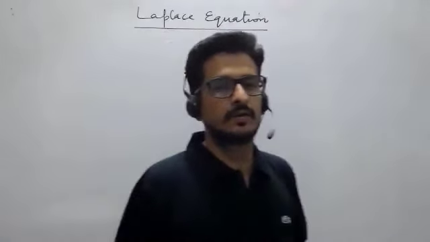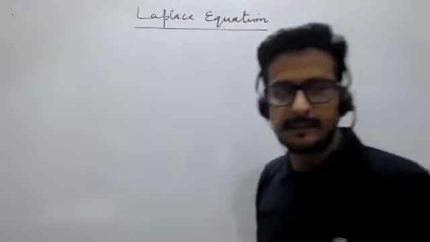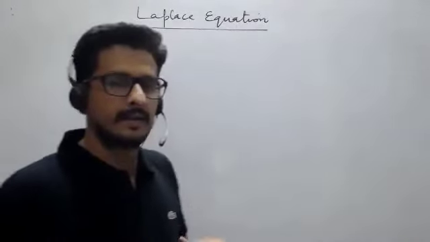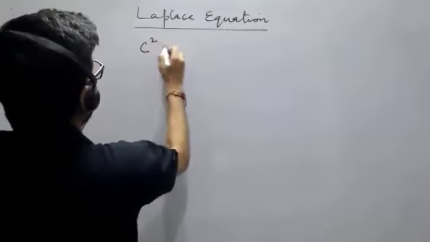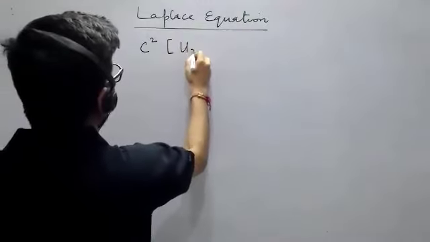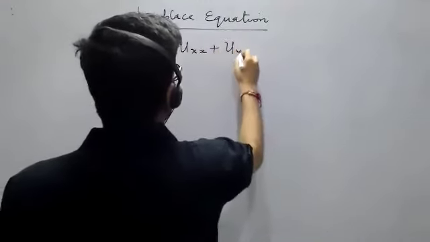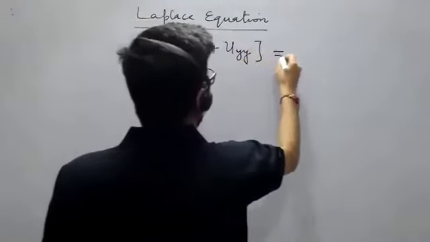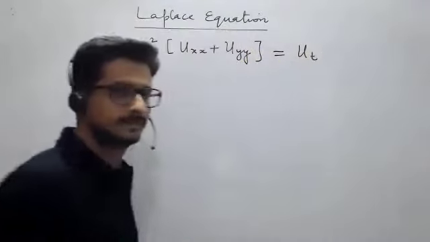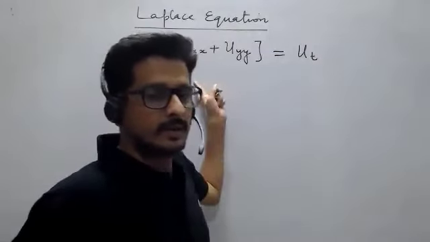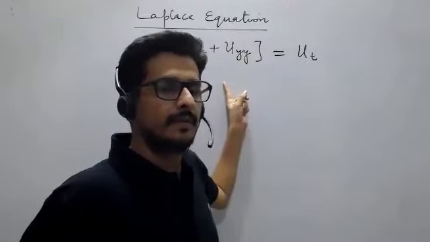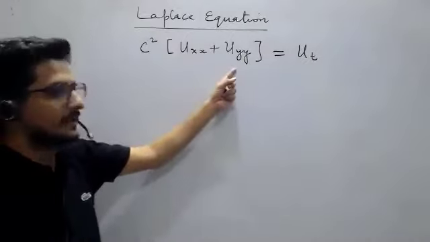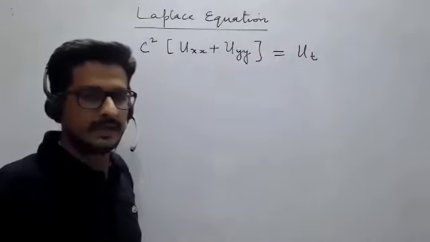Okay, so this Laplace equation can also be considered as steady state heat equation. How can I do that? Suppose I write c square and I write heat equation in two dimensions, so it will become u_xx plus u_yy, and that is equal to u_t. Correct? In one dimension it was c square u_xx is equal to u_t. In two dimension it will become c square of (u_xx plus u_yy). In 3D it will become u_zz also. Correct?